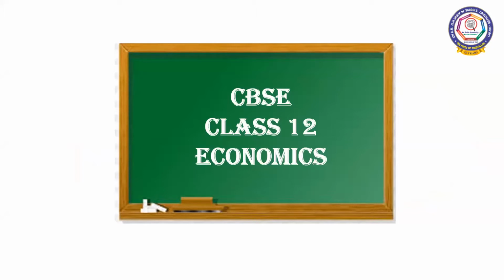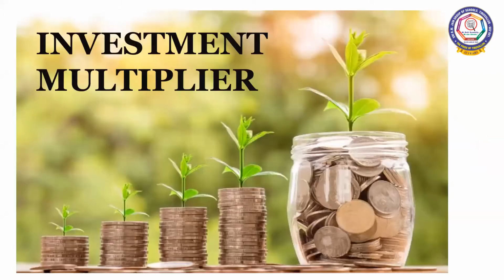CBSE Class 12 Economics. Topic: Investment Multiplier. We have already discussed how additional investment causes additional income or output in the economy. The factor by which the increase in output is greater than the increase in investment is called the investment multiplier.